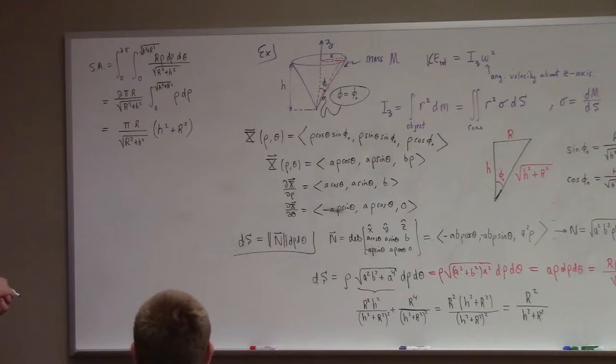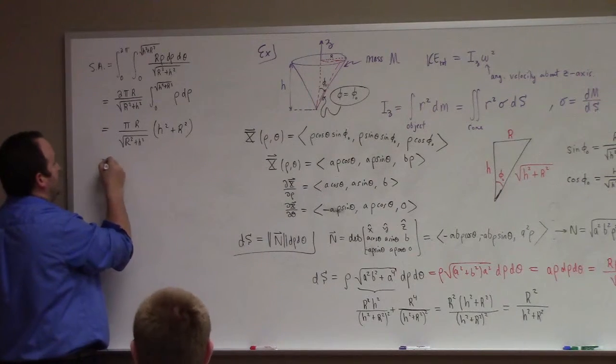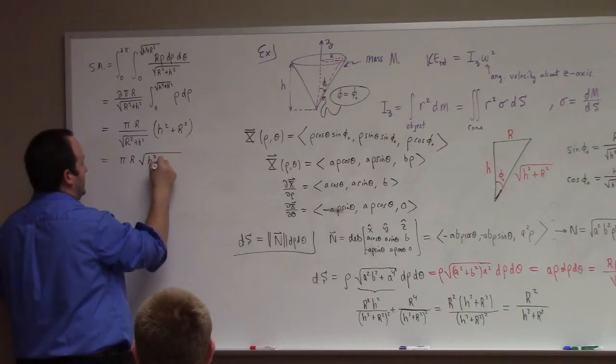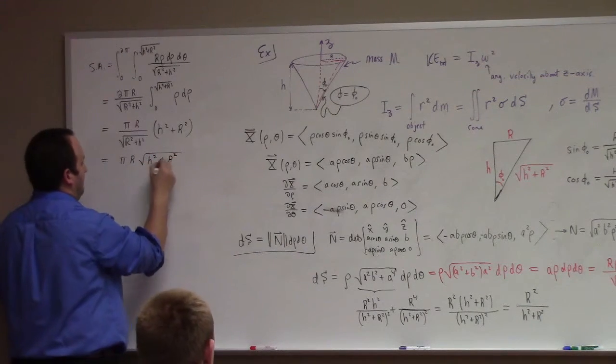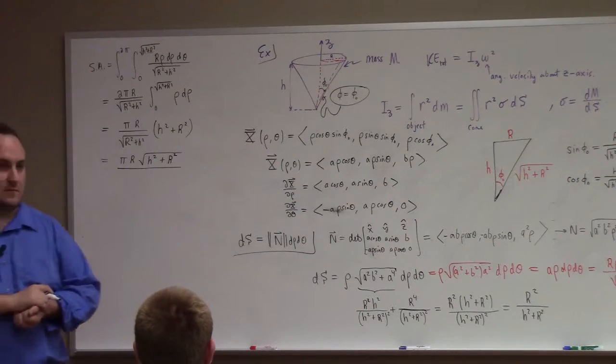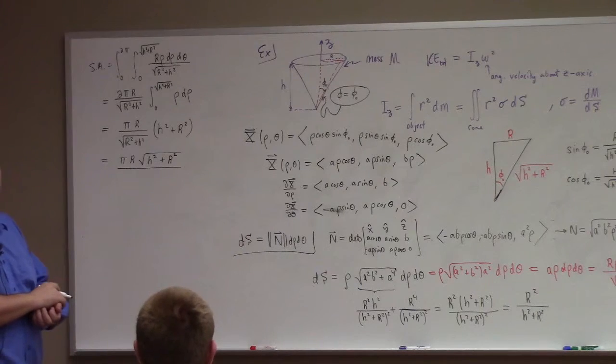So integrating gives me a half. That half cancels the 2. I evaluate the square root in the square function. It goes away. And so this just leaves me with pi r square root of h squared plus r squared. It's not too bad. So that's the surface area of a right circular cone of height h and base radius r.